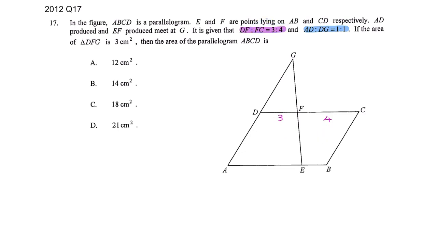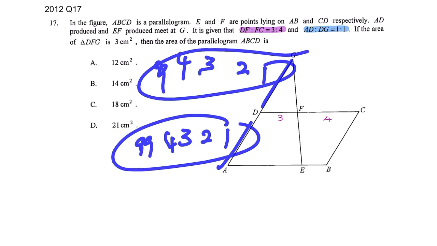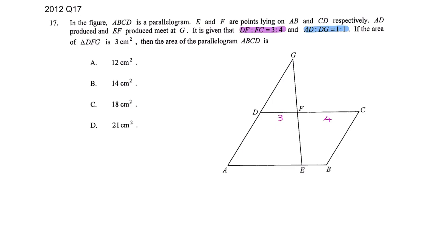Next thing, we also know that AD and DG is 1 to 1. What does that mean? This is an important information. 1 to 1 means they are exactly the same. If this is 1, this is also 1. If this is 2, this is also 2. If this is 3, this is also 3. If this is 4, this is 4. If this is 99, this is also 99. They are same. So you can either write as 1 1 or I would suggest you to write them as equal. So DG and AD, they are equal to each other.